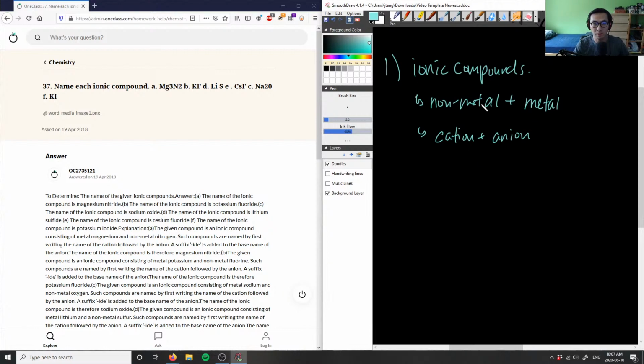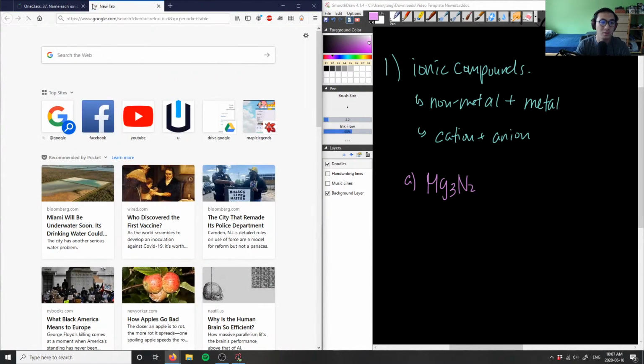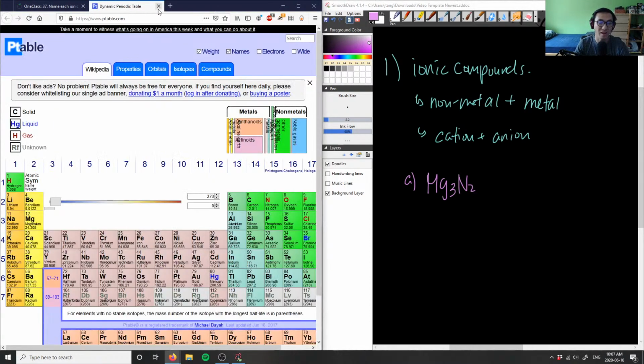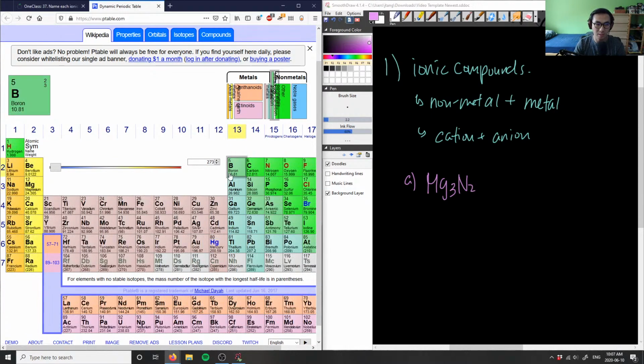So we have an ionic compound here, and our first one is Mg3N2. So let's define this first. Let me bring up a periodic table to help us with naming our compounds. Every time we have an ionic compound, we can simply find the names of these elements in our periodic table.